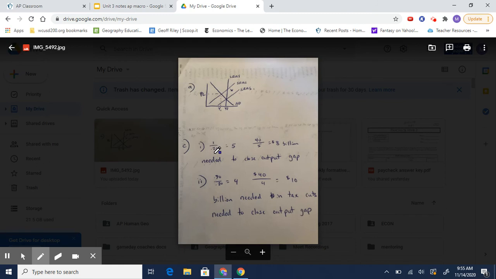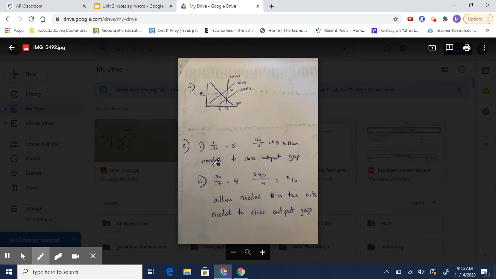The first step you have to do is find what your multiplier is. The marginal propensity to consume is 0.8, so 1 divided by 0.2 is 5. You want to find how much government spending would be required to close that $40 billion output gap. So your output gap divided by your multiplier is 8 billion. So you need $8 billion in government spending to close that output gap.